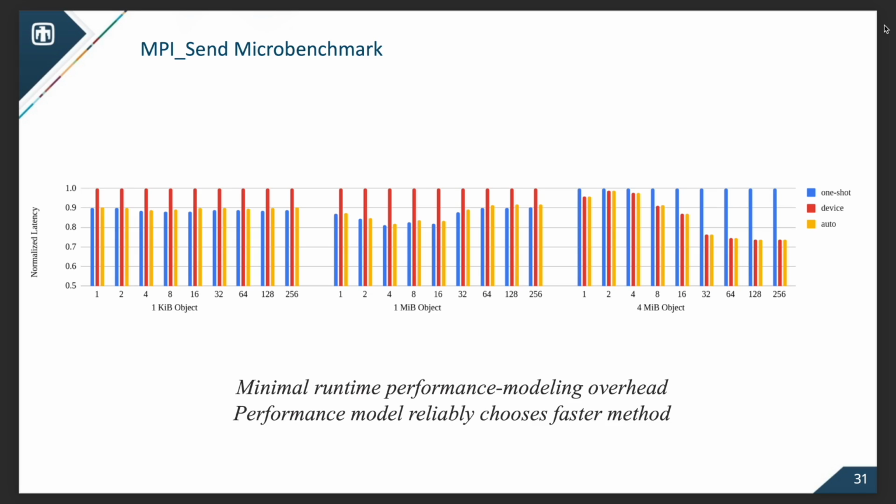And so we can look at how these methods stack up against each other by doing a ping pong in MPI send. And so basically what we're showing here is for different sizes of objects, each triplet of bars is a different number of contiguous bytes within that object. And you can see that for the larger objects, the one-shot method's better. For the smaller objects, the device method's better. But by evaluating the performance model, we can discriminate between these two accurately, even when the performance between the one-shot and the device is quite close together, as you can see there on the right in the 4 megabyte size. And this includes the time that it takes to evaluate the performance model itself.